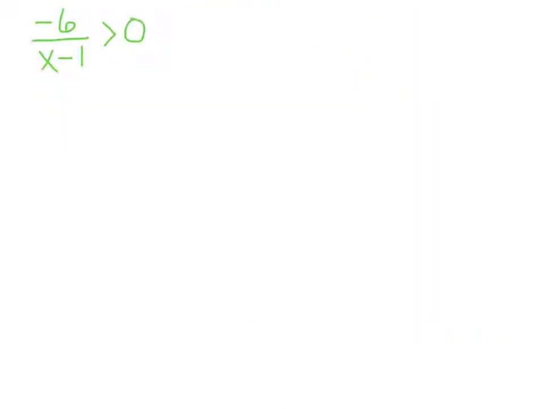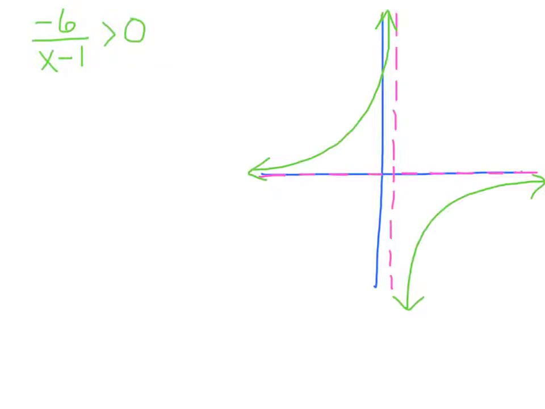Okay, here's another inequality: -6/(x - 1) > 0. Same thing, I want you to put it in your calculator and graph it. It's going to look something like this. You've got a vertical asymptote at x = 1, a horizontal asymptote at y = 0, and then you have the curves, the hyperbola, like this.